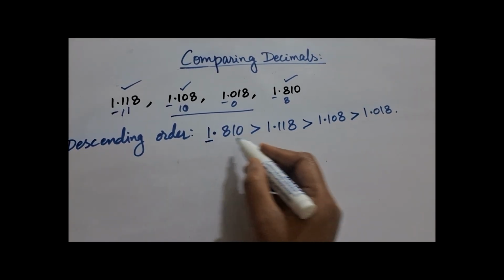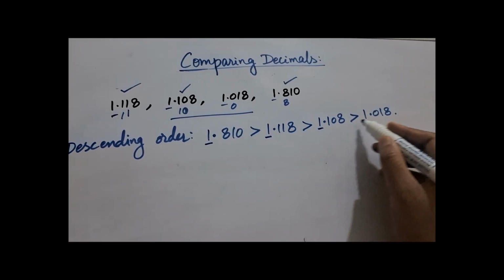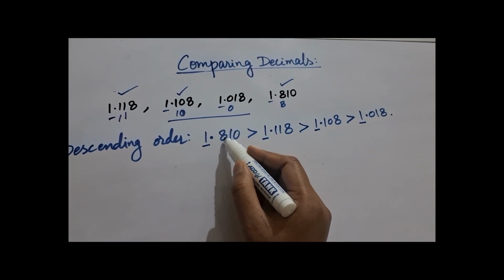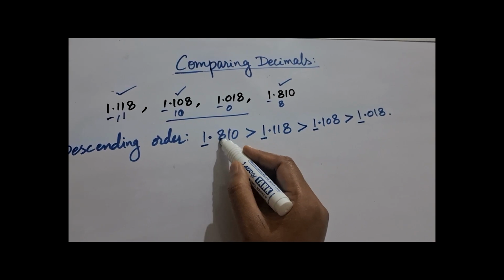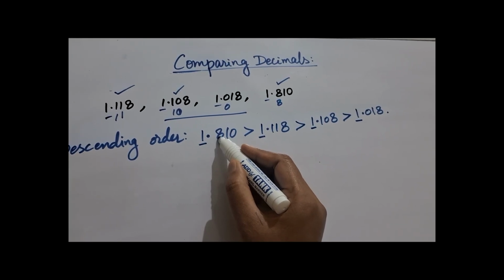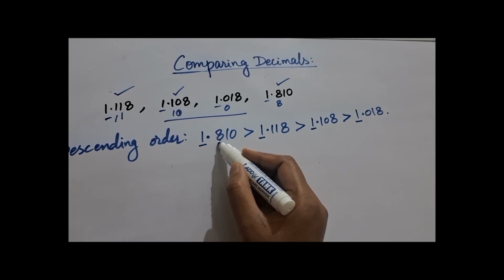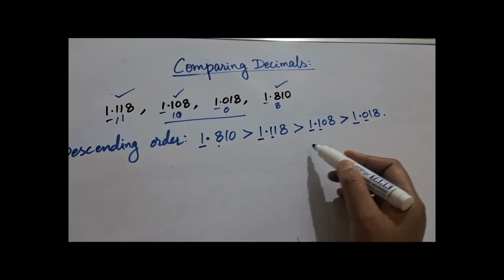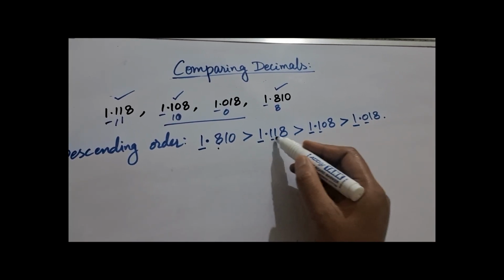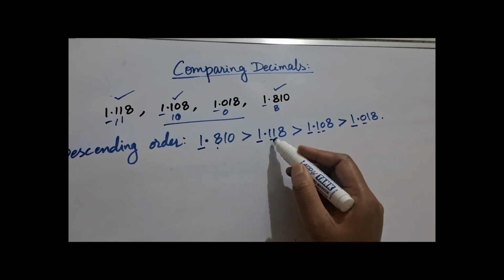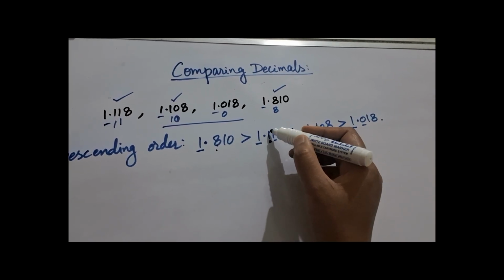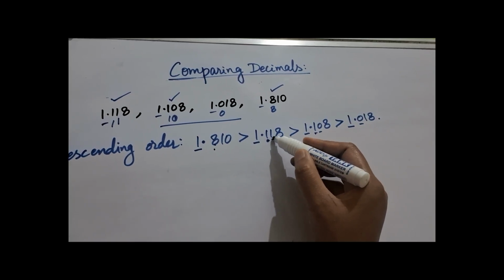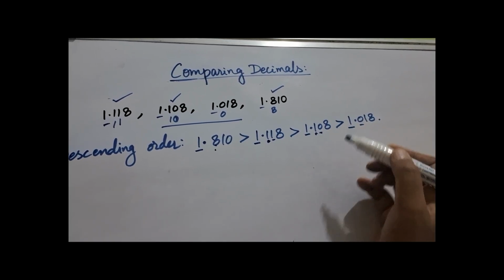If the whole numbers are the same, then we need to compare the next digit, that is, the immediate place after the point, the tenths place. Here it is 8, here 1, here 1, here 0. And in these two, if the same place digits are the same, we have to compare the next digit. Okay, children.